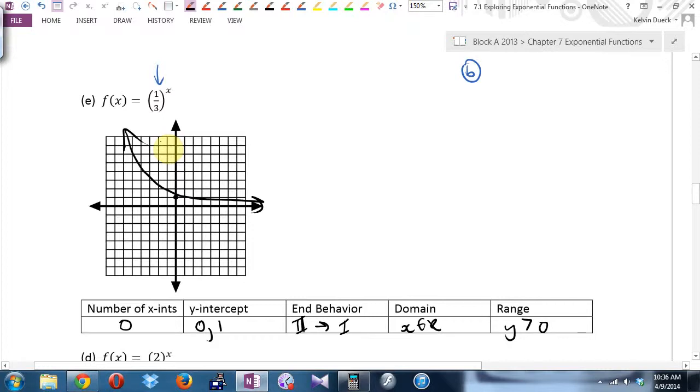I could graph some points. I'm less interested in specific points. I'm much more interested in the shape. If I need specific points, I'll type it in, use the trace function, and I can find whatever points you want me to find.